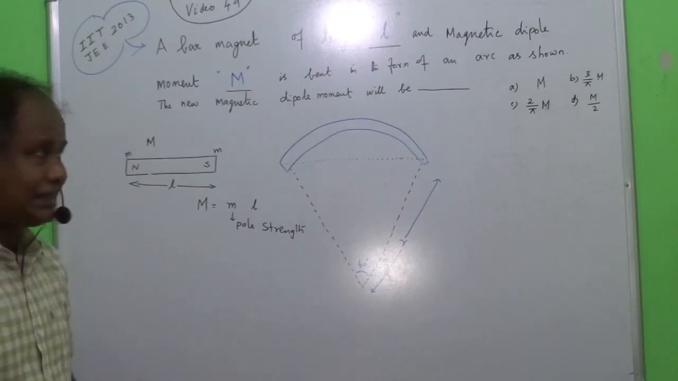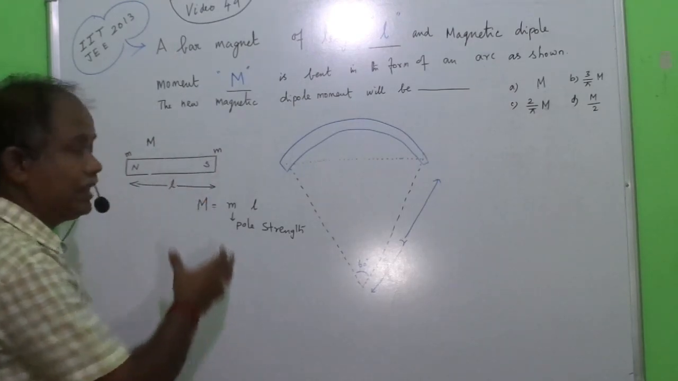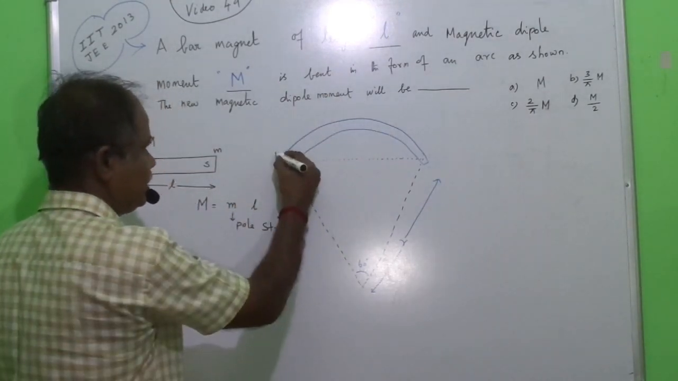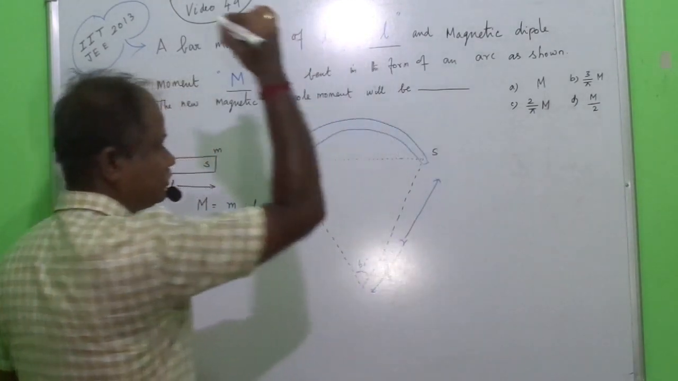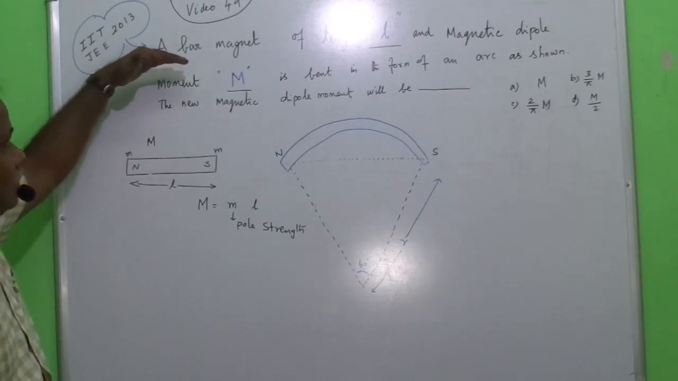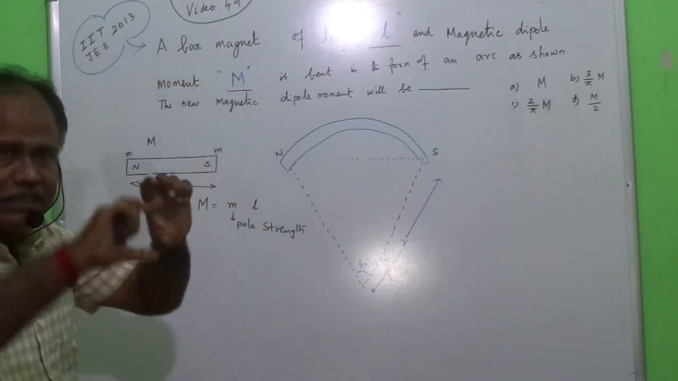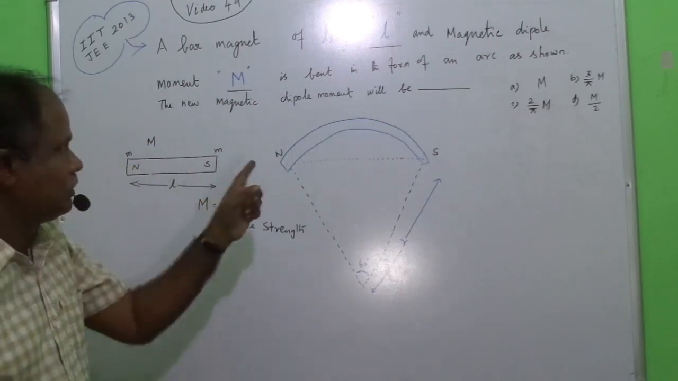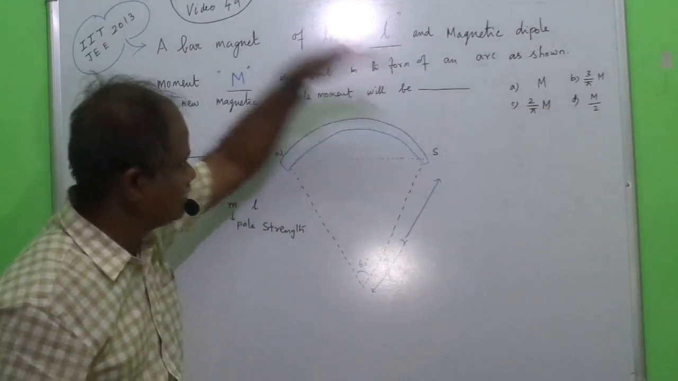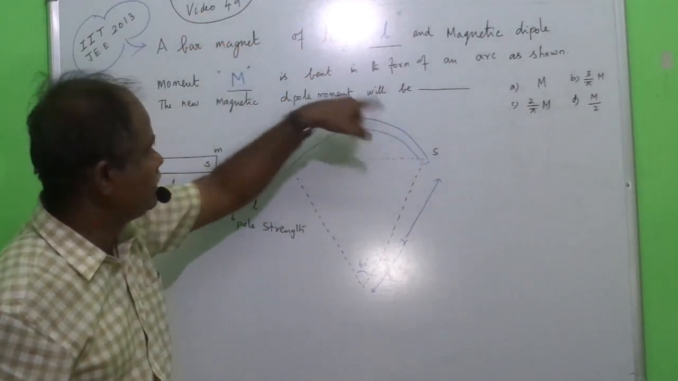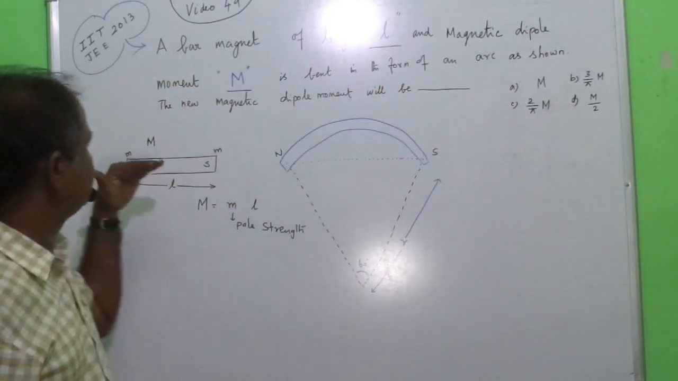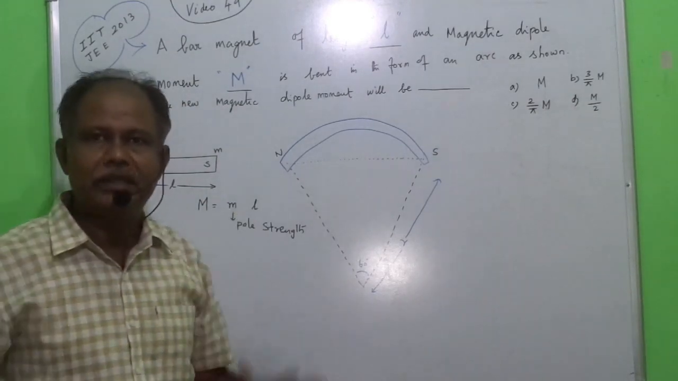Now our case is, this particular bar magnet is bent like this. This is the north pole, this is the south pole. In our problem, they provided the magnet bent in the form of an arc, actually in the diagram. What is the new magnetic moment?